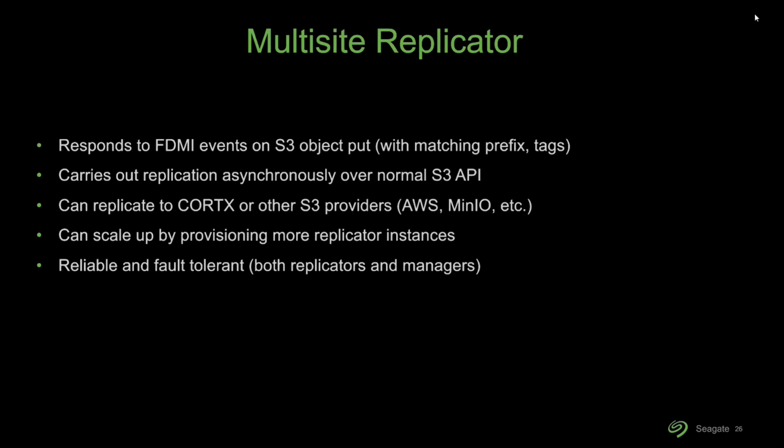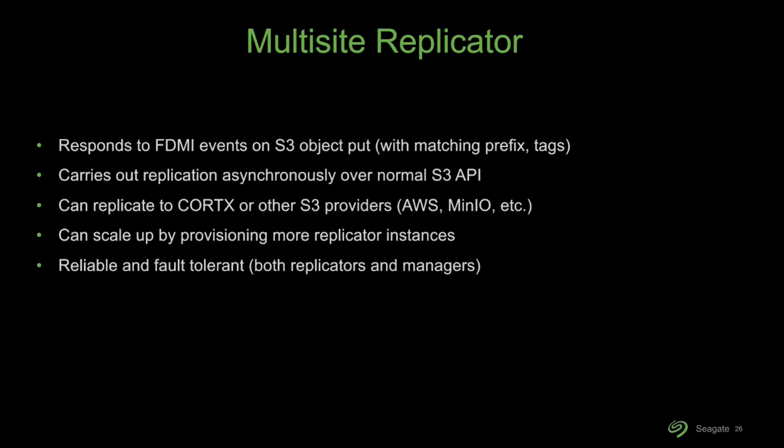And the last component to look at is the Multisite Replicator, which is the piece that actually carries out the replication. It listens for those FDMI events and gets the object that is now stored in the local S3 cluster and sends it out to the remote cluster. We have the best support for replicating to other CORTX clusters, but you can also point it at AWS or MinIO or one of the other implementations and replicate objects there.